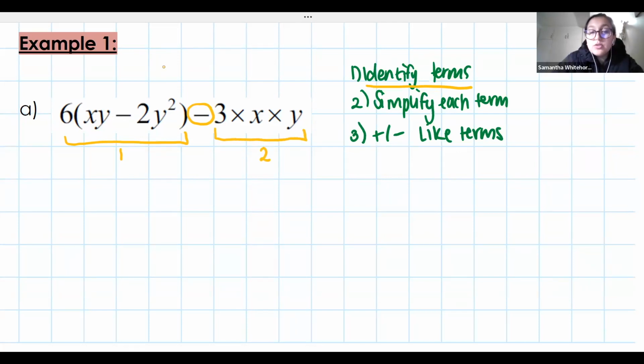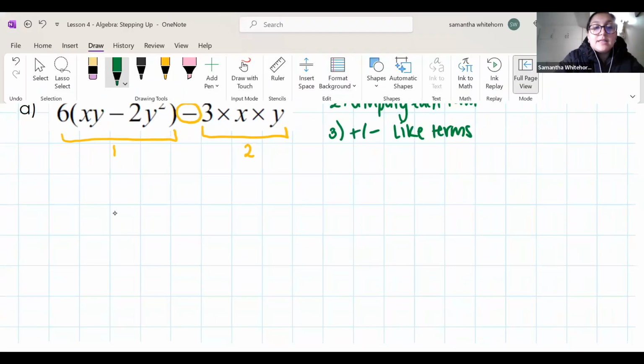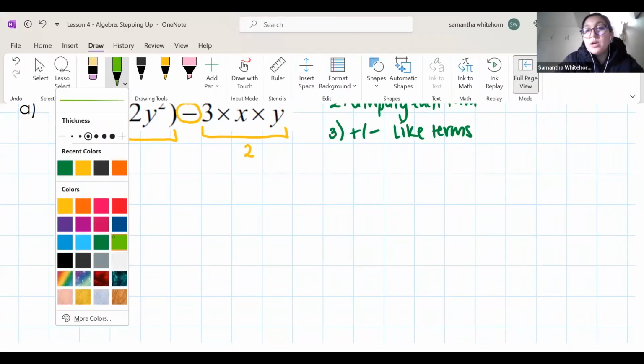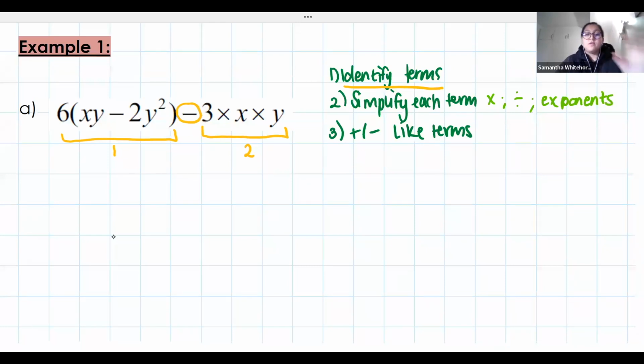What we now want to do is we want to simplify each of those terms. Generally, simplifying a term means that we are going to times, divide, or deal with any exponents that we may have. So simplifying terms involves multiplication, division, and exponents. So I want you guys to try this. I want an answer on the chat once you've got one, and then we'll see how we've done.